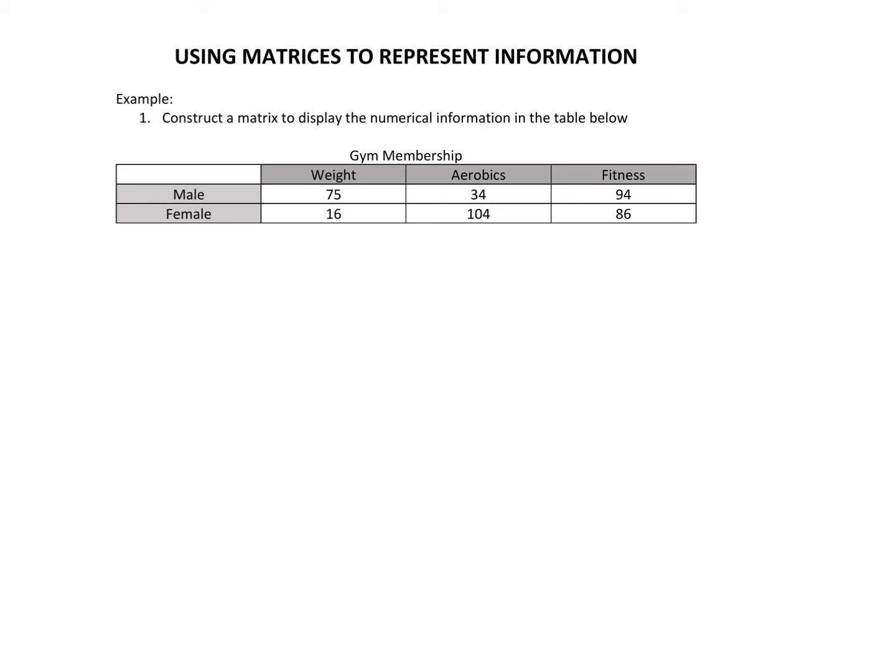We've got 2 rows and 3 columns. So all of those elements will be the numbers, and we can even put up along the top and the side all of the titles. So this would be considered a good matrix to represent the gym membership for this club.